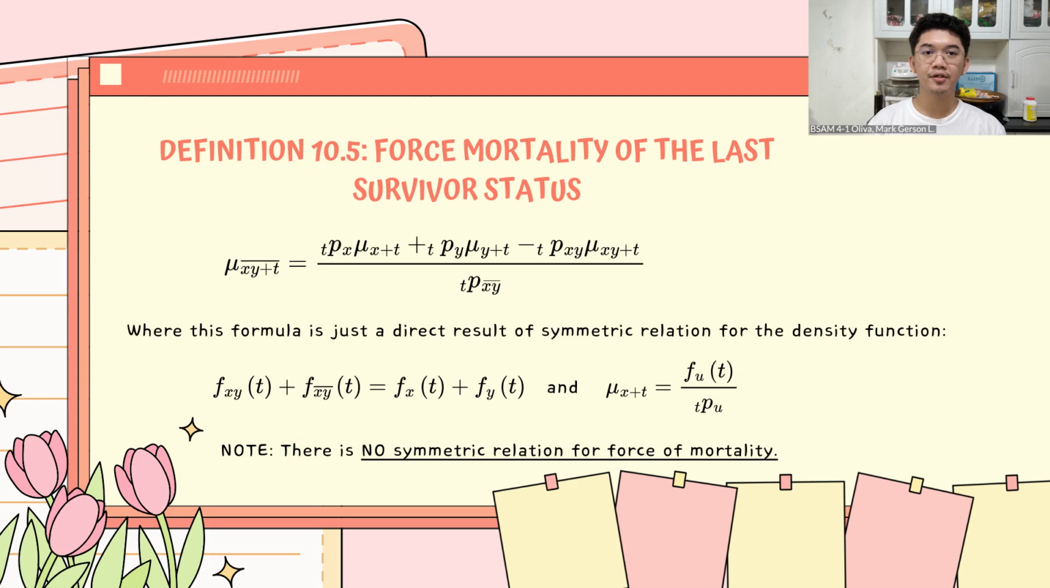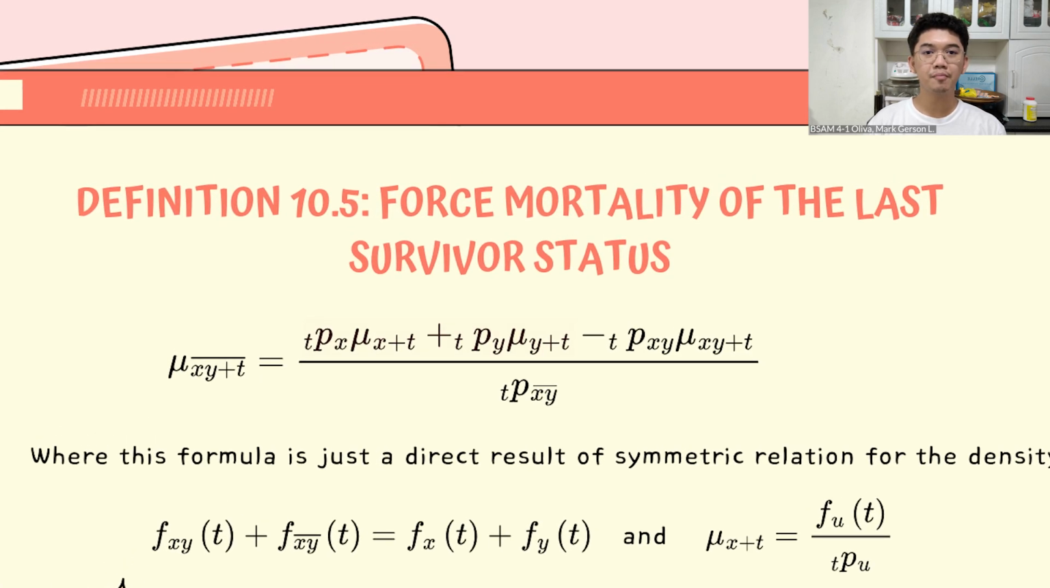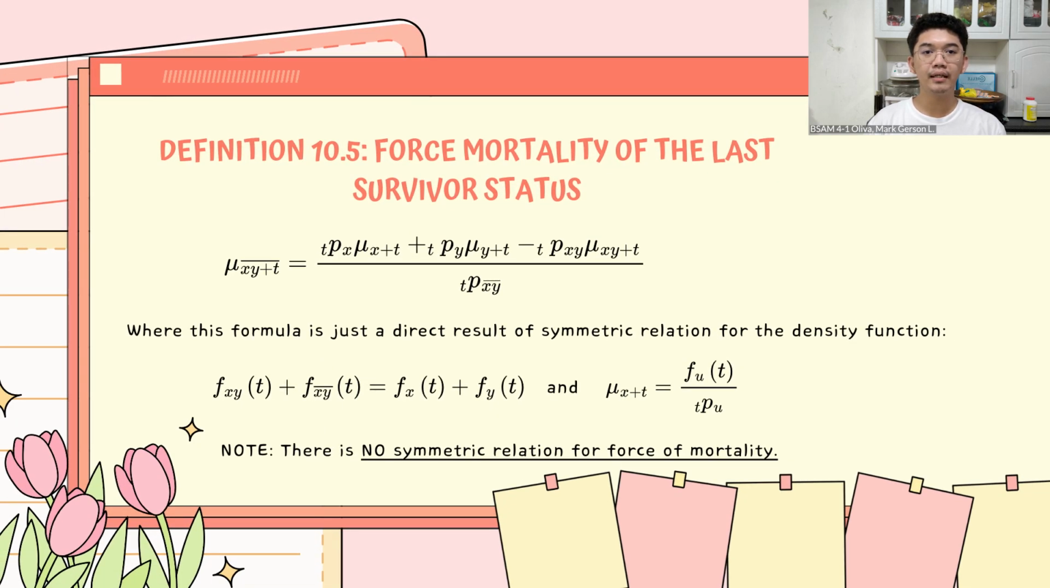The force of mortality for the last survivor status isn't just the sum of individual mortality rates. We need adjustments for survival probability. First, we take each person's survival probability and multiply it by their mortality rate. Then, subtract an adjustment for cases where both survive together. Finally, we divide by the probability that at least one is still alive. Unlike probability densities, mortality forces don't add up neatly. We need this adjusted formula to account for joint survival.